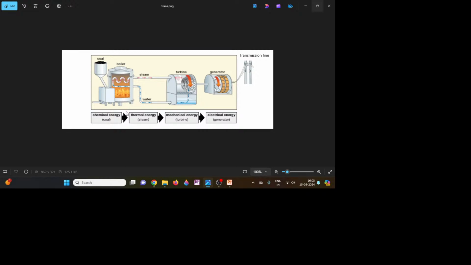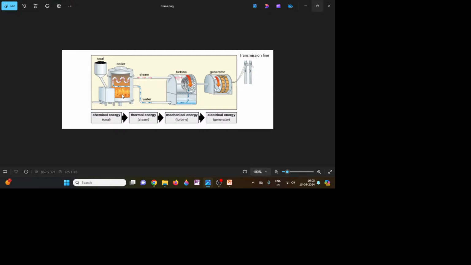Okay, so you can see in this image, this is actually how electrical energy is generated in the generating stations. So this is a basic model of a thermal power plant. So you can see here it is written coal here. So from here coal is poured, okay, and it is burned here.